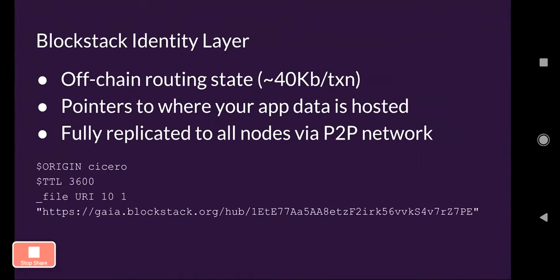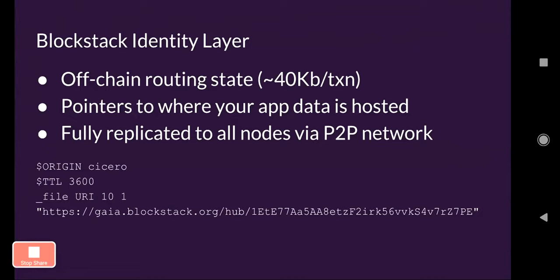So the identity layer also contains some off-chain routing state. The hash of that is put in the blockchain, but because the routing state is about 40 kilobytes, we cannot fit it inside of a transaction. Instead, what we do is we put the hash of the routing state in the transaction, and we put the routing state into a peer network that each of the Blockstack nodes participate in. So this routing state, I have an example down here, is formatted like a DNS zone file. But the takeaway here is that it's just pointers to where your data is hosted.